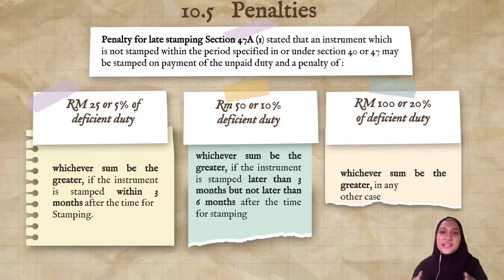According to Section 47A(1), penalty for late stamping states that an instrument which is not stamped within the period specified in or under Section 40 or 47 may be stamped on payment of the unpaid duty and a penalty of 25 ringgit or 5% of deficient duty, whichever sum be the greater, if the instrument is stamped within 3 months after the time for stamping; 50 ringgit or 10% of deficient duty, whichever sum be the greater, if the instrument is stamped later than 3 months but not later than 6 months after the time for stamping; and lastly, 100 ringgit or 20% of deficient duty, whichever sum be the greater, in any other cases.